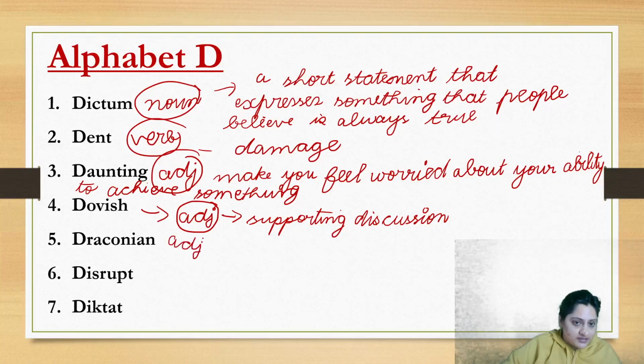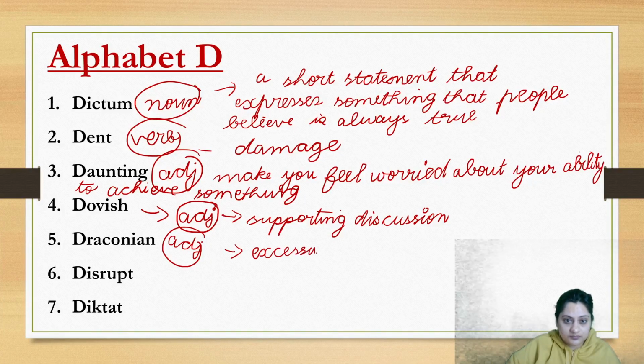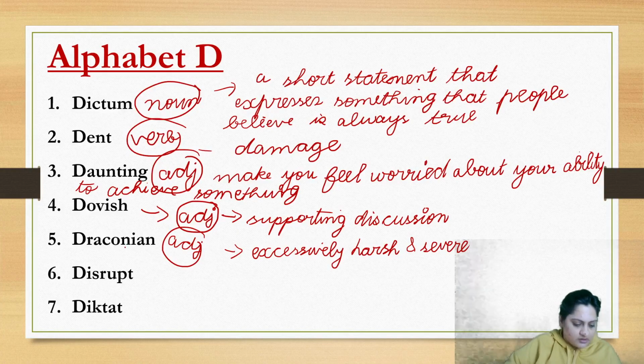Draconian, on the other hand, is an adjective which means excessively harsh and severe, very, very cruel. Very cruel, harsh, severe is draconian. So if I say draconian laws, I mean very, very severe, strict laws.